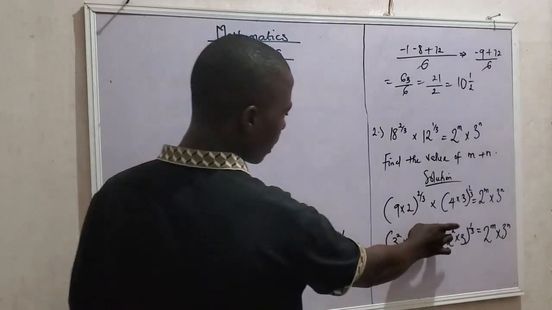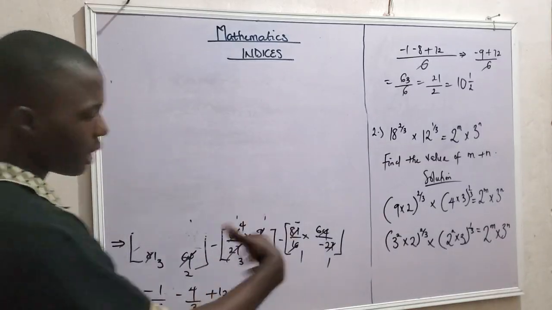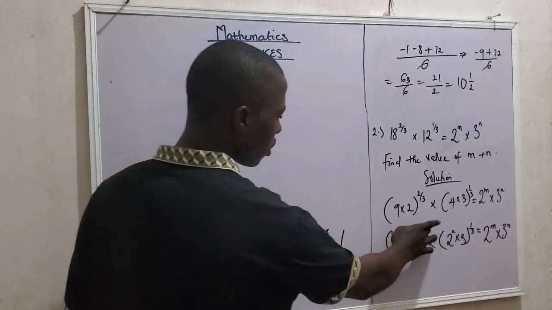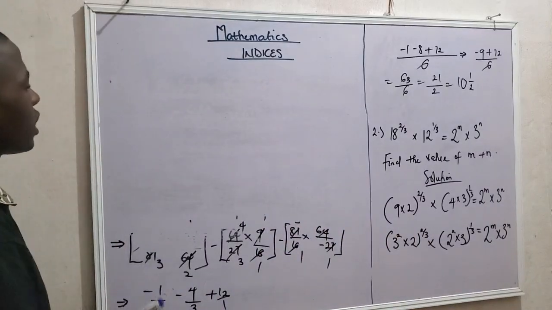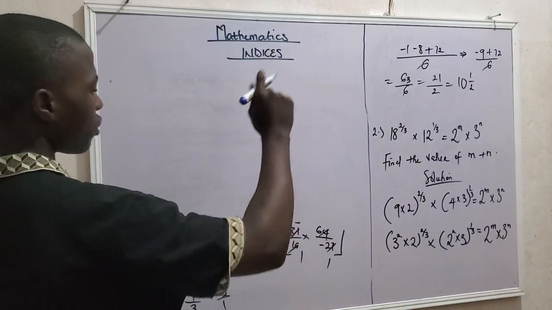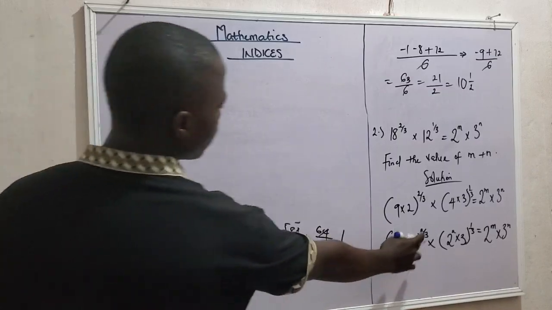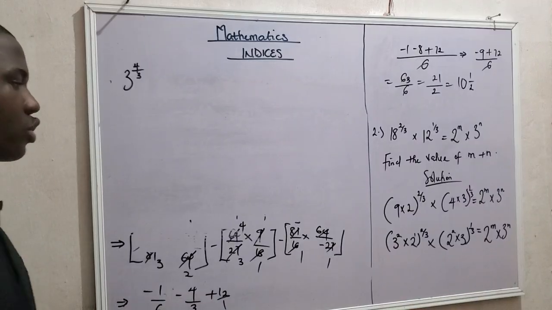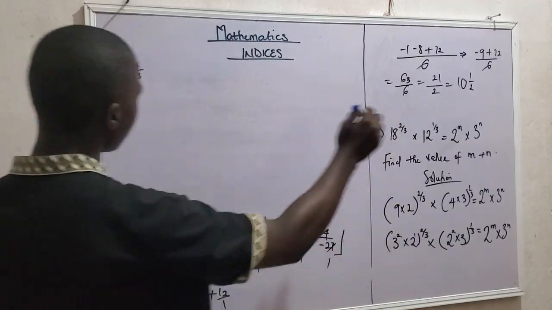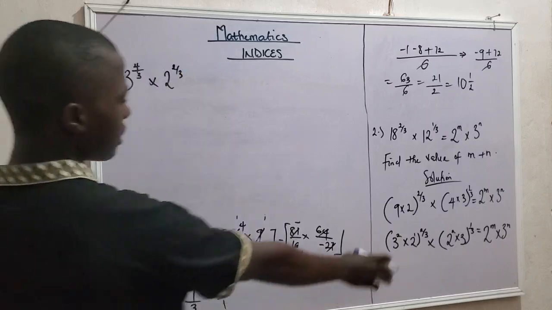What's up next now? You use the power outside to multiply each of the powers inside the bracket to open the bracket. So for 3, I'm going to have 3 raised to the power of 2 times 4 over 3, which gives us 3 raised to the power of 4 over 3. For 2, this is 2 raised to the power of 1, because 2 raised to the power of 1 also gives us 2. So this is 2 raised to the power of 1 times 4 over 3. That should be 2 raised to the power of 2 over 3. This bracket has been opened.